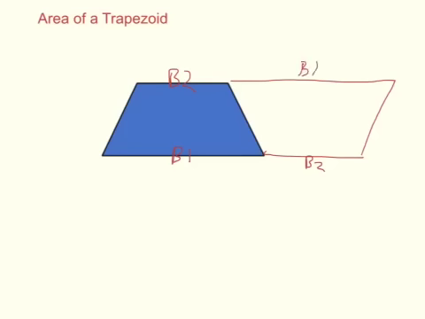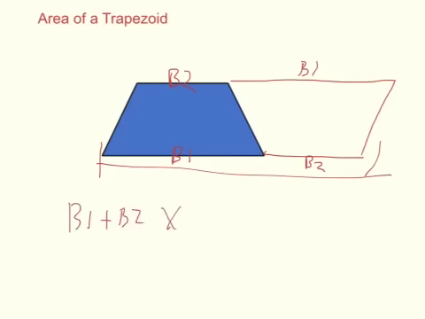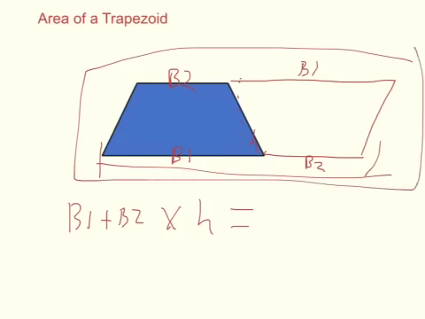So if we wanted this full base to find the area of a parallelogram, we're going to take base 1 plus base 2. We're going to multiply it by the height. And that's going to give us the area of this entire parallelogram. But we only want half of it. So we want to divide the whole thing by 2. This would give us the area of a trapezoid.